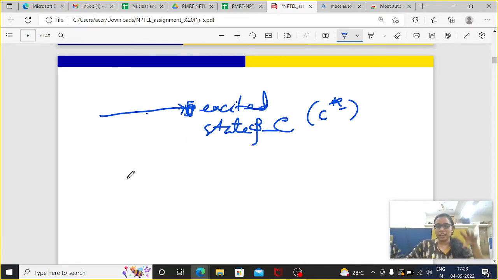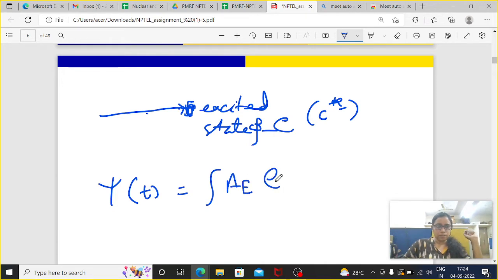So C star is obviously not a stationary state, as I already told you that it is a decaying state. But this decaying state can also be formed with the superposition of so many stationary states. It is obviously one of the properties of nuclear quantum mechanics. So we can write psi t as, let's say, an integration of a e to the power minus i E t by h bar dE. This is the superposition principle.